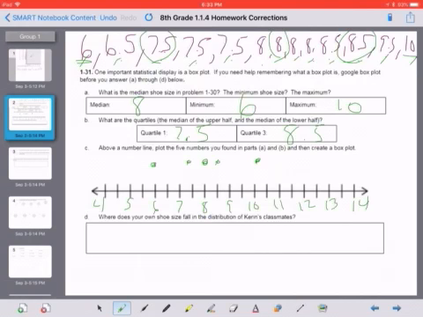So after I have my 5-digit summary, I just box them in. Put a box around the quartiles, line through the median, and then connect them with whiskers. So there's my box and whisker plot.